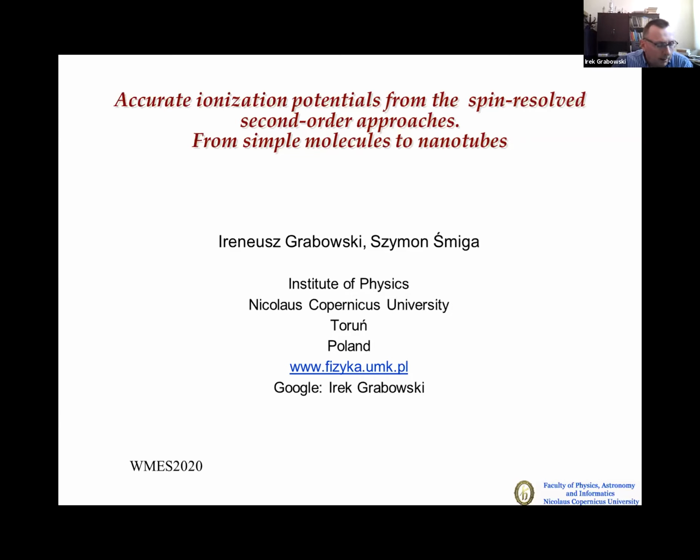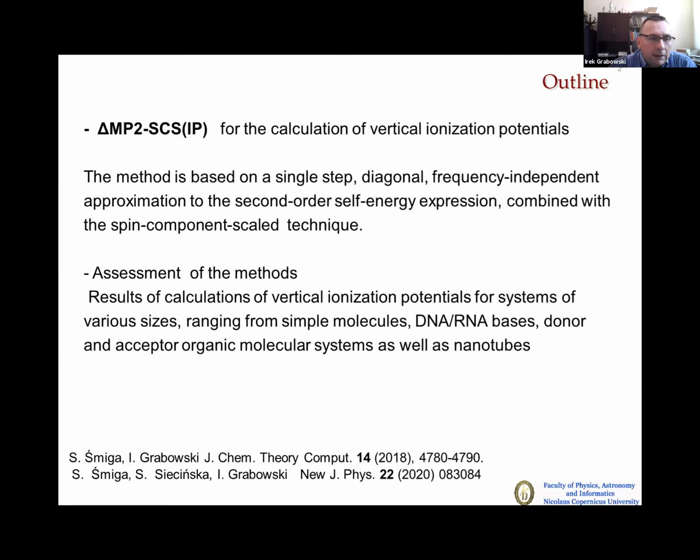And today I'm going to present a practical, very simple, inexpensive approach to calculate ionization potentials. As you can see in a moment, we call the method delta MP2 SCS-IP. The method is based on an electron propagator method in some diagonal, frequency-independent approximation to the second-order self-energy expression. And because it's frequency independent, it's a simple single-step calculation. And we combine it with spin component scaling techniques.